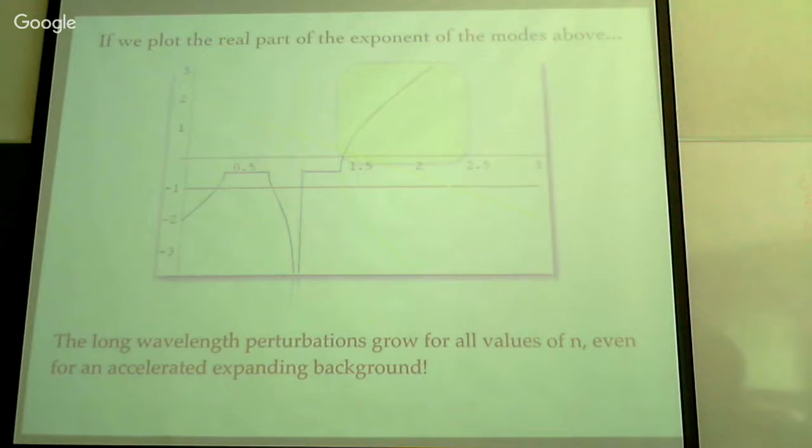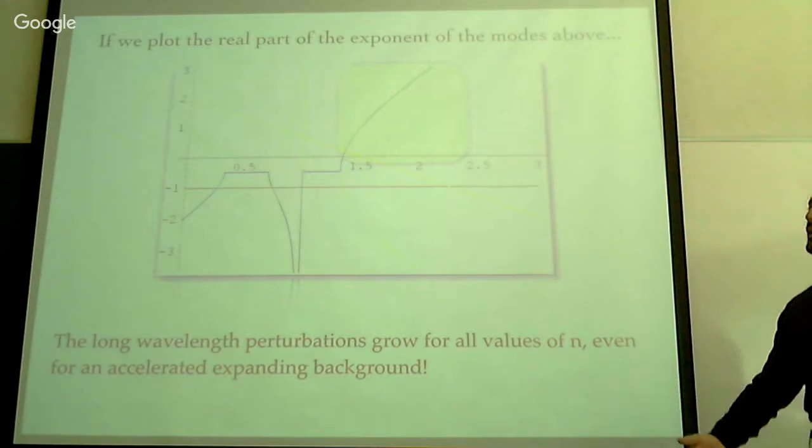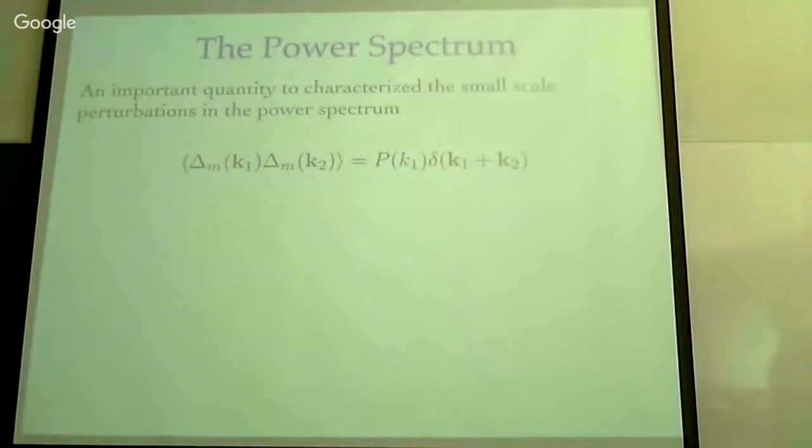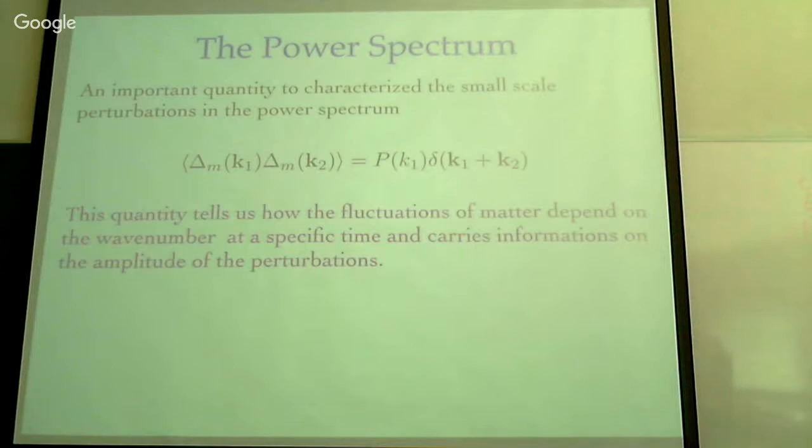So in f(R) gravity, you don't really care about having a Friedmann-like transient because you can consider accelerated expansion all the time and still form linear structure. This was quite surprising. To conclude, let's look at the power spectrum. For people that are not at ease with the power spectrum, you can imagine this as a quantity that tells us how the fluctuation of matter depends on the wavelength.